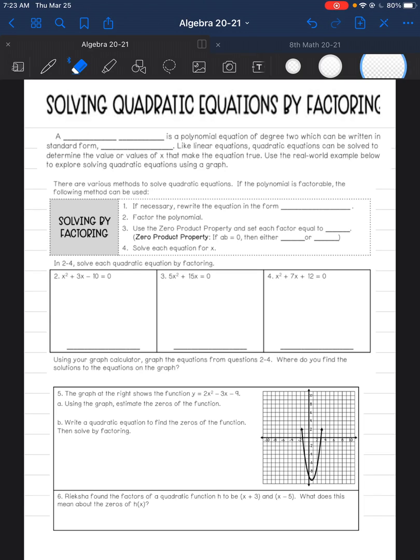Today we're going to talk about solving quadratic equations by factoring. We've talked about factoring in our previous unit with different polynomials. Now we're going to look at quadratics. And remember, a quadratic is a degree 2 polynomial. So let's get into this.